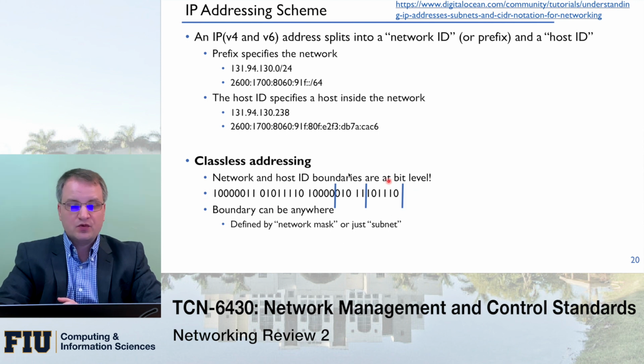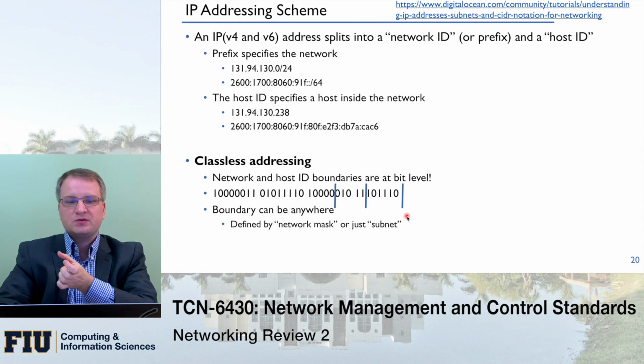And to give you a more interesting example, I converted 139.94.130.238 to binary representation, which simply highlights that this part up to some specific point identifies the network, and the rest identifies the host. The reason I highlighted these boundaries is this concept of classless addressing. In classless addressing, you're not restricted to having the network boundary in any specific place.